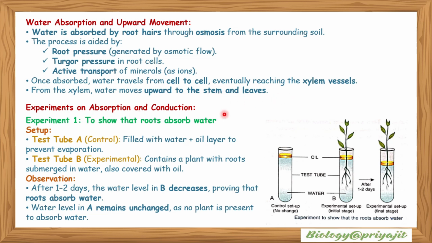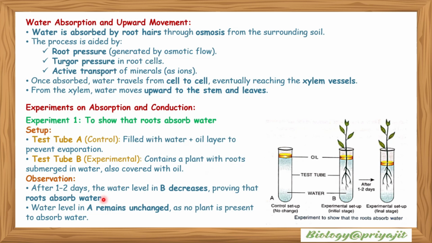Experiment on absorption and conduction. Experiment 1 is to show that roots absorb water. Set up: test tube A is the control test tube filled with water and an oil layer to prevent evaporation, and test tube B is the experimental one, which contains a plant with roots submerged in water, also covered with oil.